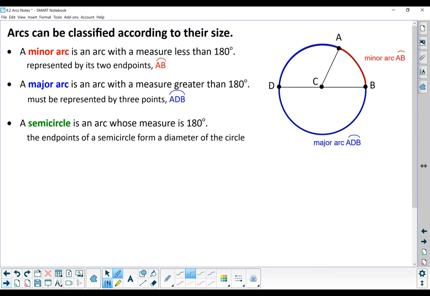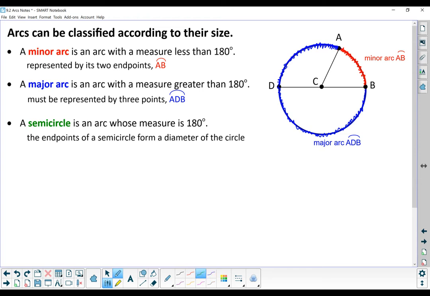Arcs can be classified according to their size. A minor arc is an arc that has a measure of less than 180 degrees. So like this arc right here, for example, from A to B is a minor arc because it is less than 180 degrees. A major arc is one that is greater than 180 degrees. So this arc that starts at A and goes to D and continues on to B, that is called a major arc. A major arc is more than half of the circle because 180 degrees would be half.